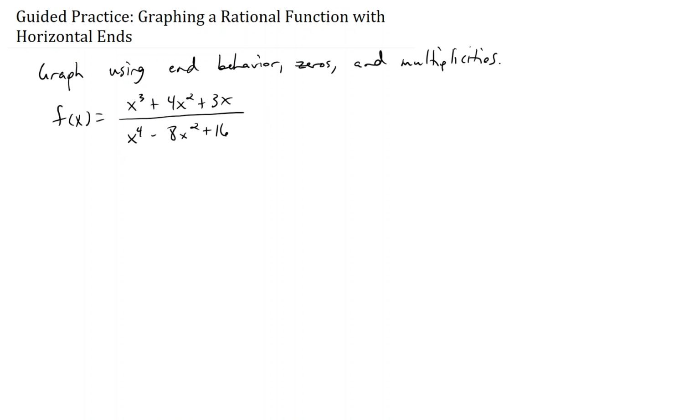Since it's not factored, it's very easy to identify the leading term. So see if you can identify the leading term from this guy. And then once you got your leading term, go ahead and graph your end behavior, your left end and your right end. When you think you've got that, come back and check it out, see what you get.